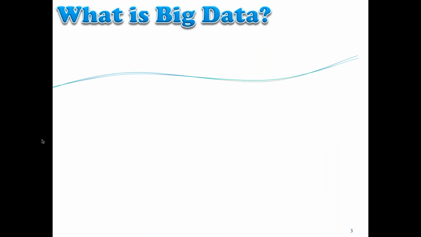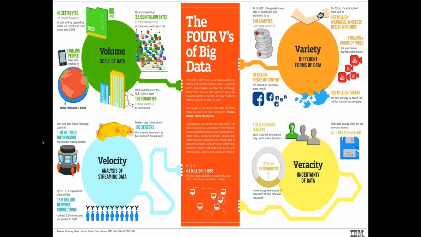So let me first introduce to you what is big data. Answer is a simple question: what is big data? So big data is usually defined in three different terms. The first one is the volume, the second one is the velocity, and the third one is variety. And there are many other dimensions to it also, like veracity, value, and validation. But let's concentrate only on the first three most important dimensions of big data, which are volume, velocity, and variety.